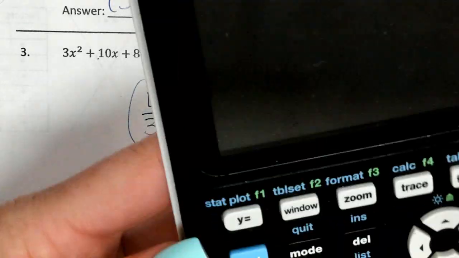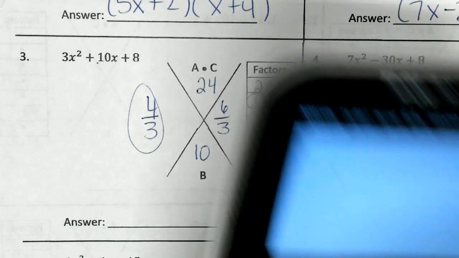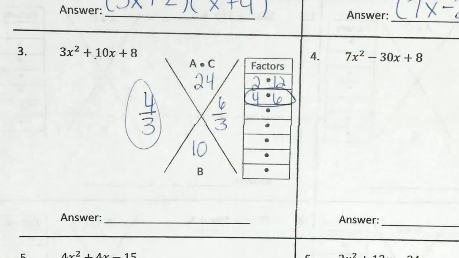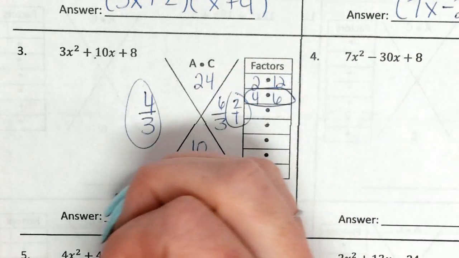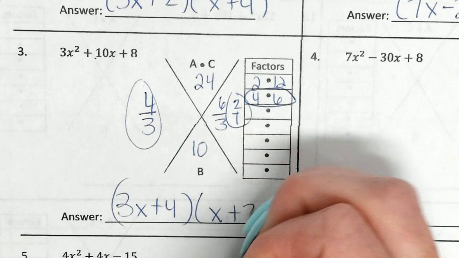Now, y'all do realize if you don't know how to do this, which y'all should, you can go to alpha y equals option 1 and put in 6 over 3, and it will simplify it for you, and that's 2 over 1. Okay? All right, so I have bottoms up 3x plus 4 times 1x plus 2.